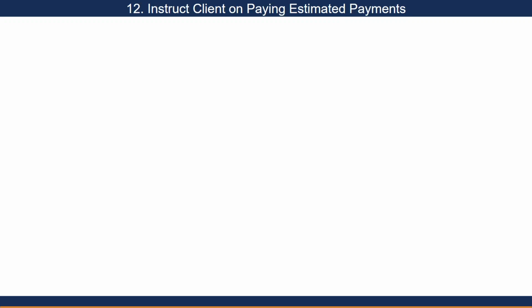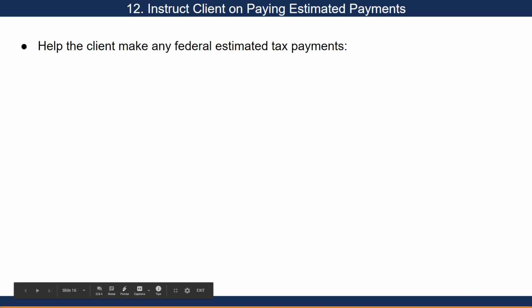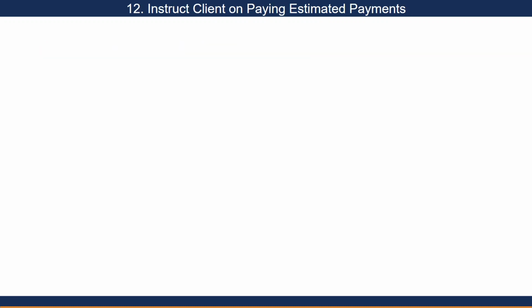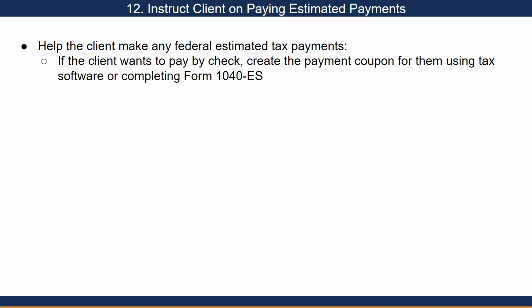And then we want to instruct clients on paying estimated tax payments. All right, and then finally, we want to instruct the client on how to make those estimated tax payments, how to pay those. So we help the client make any federal estimated tax payments, and we do this by, if the client wants to pay by check, then we create the payment coupon for them using software or completing Form 1040-ES. So 1040-ES is the payment coupon that goes into the IRS. So we can help them complete that and send that in.